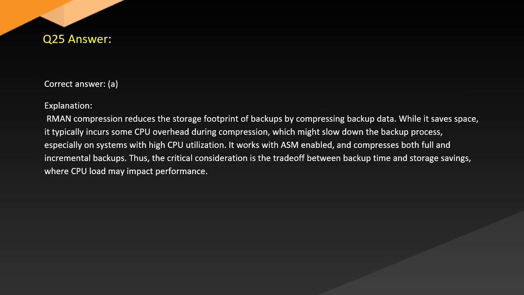Answer. Correct answer: A. Explanation. RMAN compression reduces the storage footprint of backups by compressing backup data. While it saves space, it typically incurs some CPU overhead during compression, which might slow down the backup process, especially on systems with high CPU utilization.